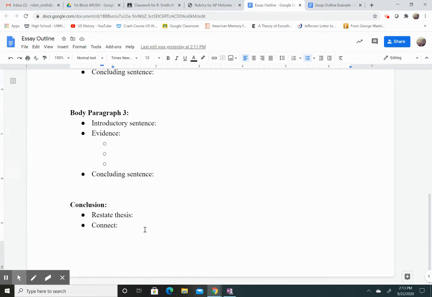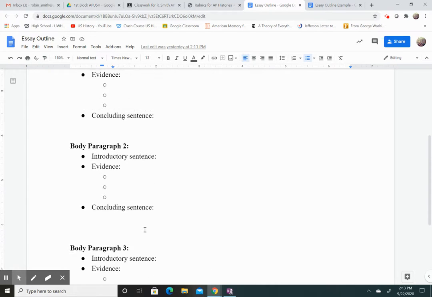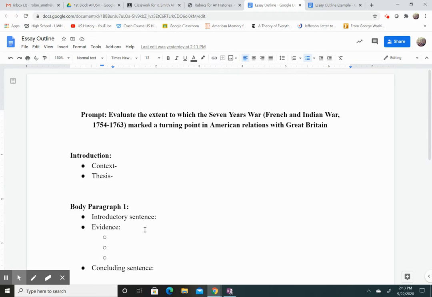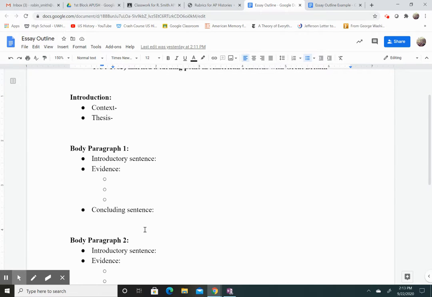And then hopefully that makes sense. I know it's a little bit hard to wrap your heads around, but that's why we're kind of doing this in chunks. So we're trying to do the context and thesis, and then we're working to take that thesis statement that you created and use it to create this outline of your essay.